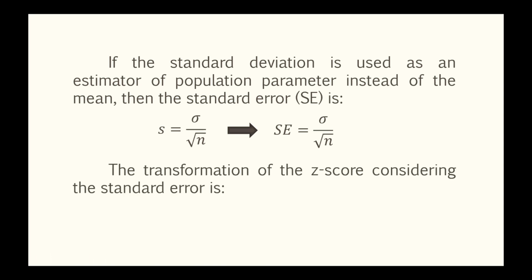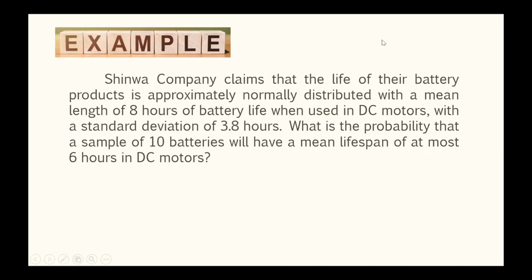In the transformation of the z-score, considering the standard error, from the z-score that is equal to the sample mean minus population mean all over sigma, it would become z is equal to sample mean minus population mean all over the quotient of sigma divided by the square root of n. This means that the sampling distribution of the sample mean is approximately normally distributed with the mean from which the samples are drawn. Example number 1.